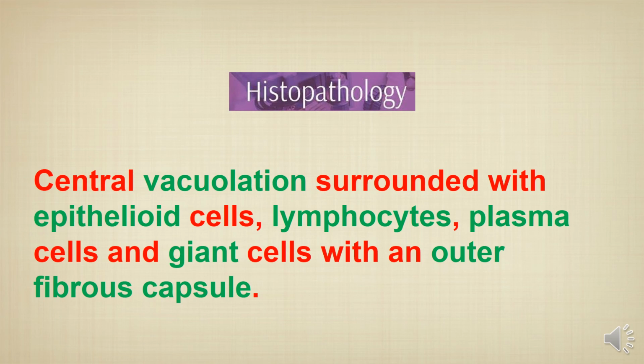Concerning histopathology, there is central vacuolation surrounded with epithelial cells, lymphocytes, plasma cells, and giant cells with an outer fibrous capsule.